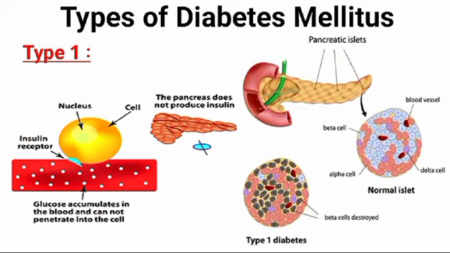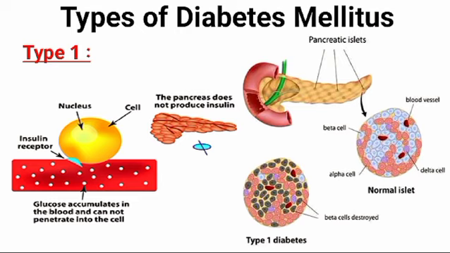Type 1 diabetes is an autoimmune disease characterized by the destruction of insulin producing beta cells in the pancreas. The immune system mistakenly targets and attacks these cells, leading to a deficiency in insulin production. Without sufficient insulin, glucose cannot enter cells to provide energy, resulting in elevated blood sugar levels. The exact cause of this autoimmune response is not fully understood, but genetic predisposition and environmental factors such as viral infections are believed to play a role.